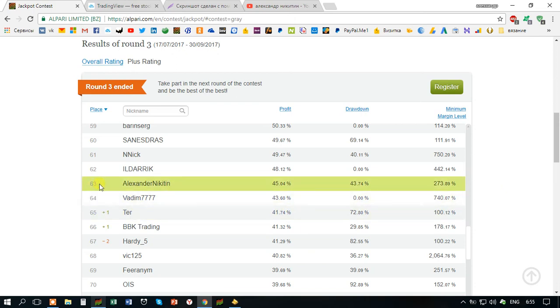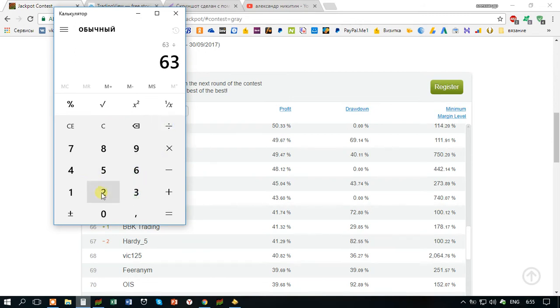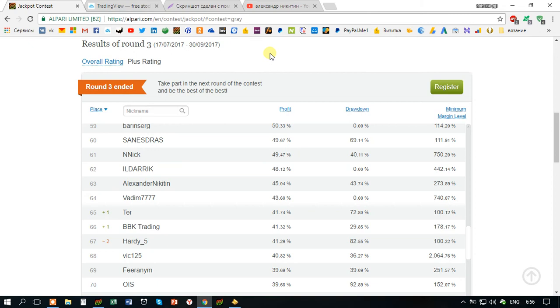Actually, I didn't fail. If you divide my 63rd place by the total number of participants, 2,500, I entered the best 3% of traders. We know that 90% of traders lose, so if you succeed in entering that 3%, you are good.